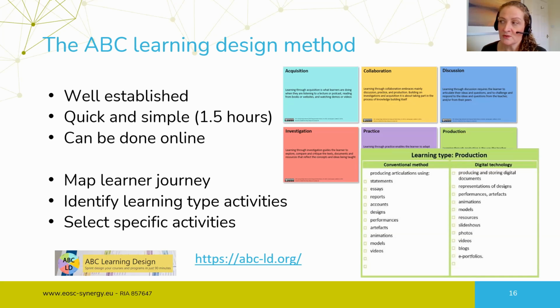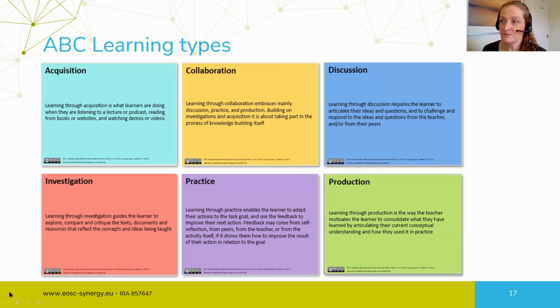So essentially what you do with the learning design approach is map the learner's journey through your training and identify appropriate activities. So you think about, you want to get across a particular piece of content or a particular skill. How will you actually do that? And underpinning this particular method are 6 learning types. These learning types are outlined here. So we've got acquisition, collaboration, discussion, investigation, practice, and production.